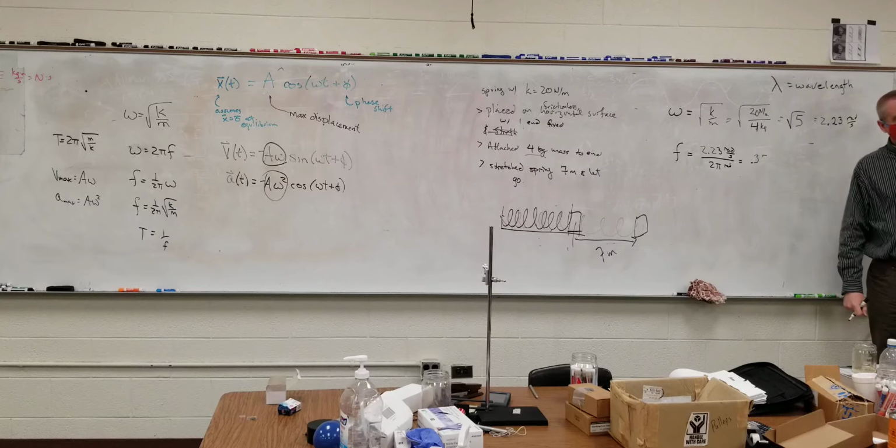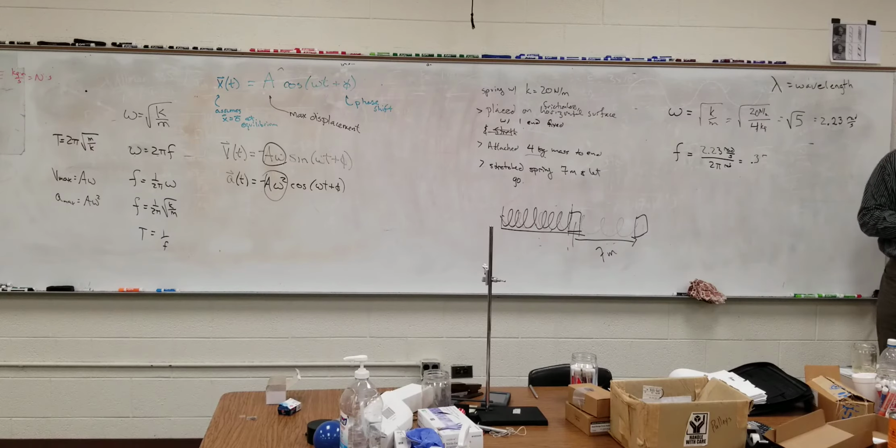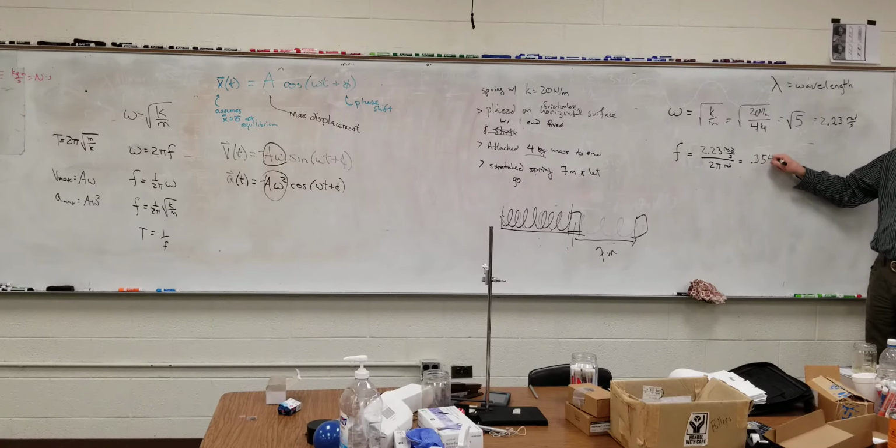You had 3.50? Yeah. Oh, did you do 2.1 on your calculator? You typed in 2.23 divided by 2 pi? Yes. Did you put the parentheses in? Negative. Because it multiplied by pi. You divided by 2 and then multiplied by pi. Oh, yeah. 0.3549? All right, units?